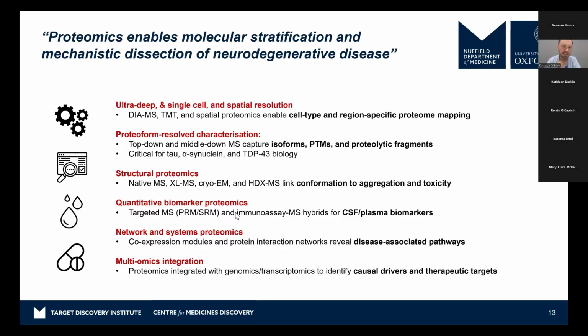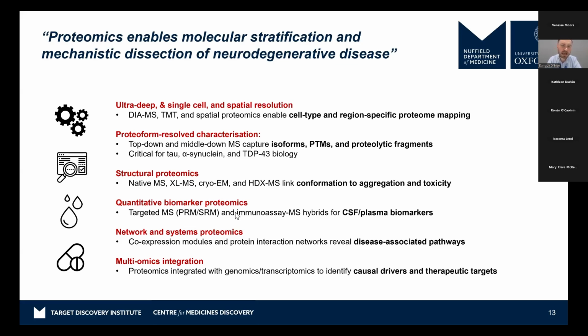So nowadays, using the latest mass spectrometers and proteomics tools, we are able to look at ultra deep and towards single cell and spatial resolution of, let's say, brain tissues in Alzheimer's disease research. So this allows the comparison of different cell types and region specific proteome mapping. We are able to resolve and characterize different proteoforms of pathogenic proteins, such as tau, but also alpha-synuclein and TDP43. So we can capture these different isoforms.